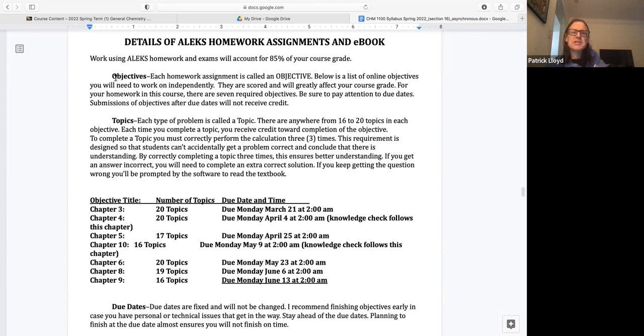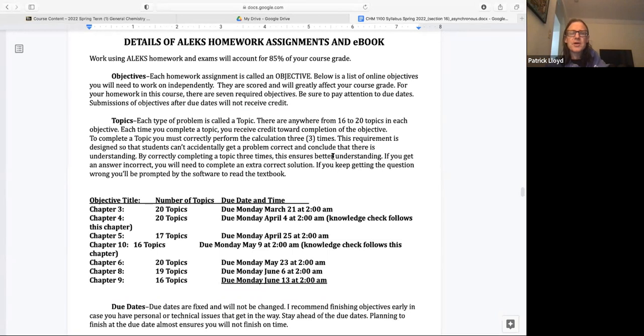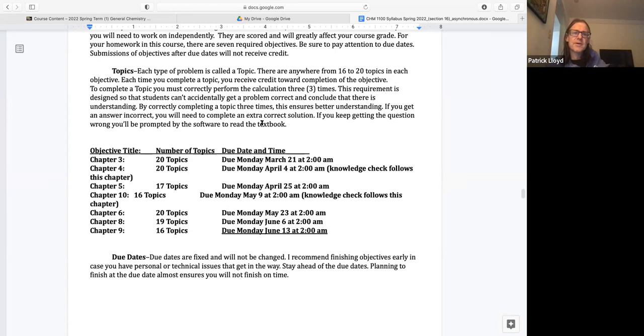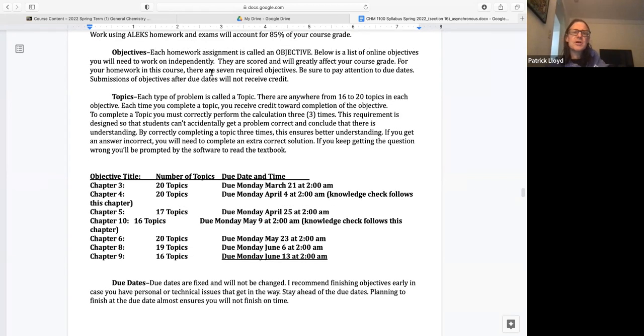Alex is based on the idea of an objective. An objective is like a homework assignment. So objective 1 would be chapter 3, objective 2 would be chapter 4. That's a set of homeworks. These all have deadlines, so make sure that you really pay attention to these deadlines. If you miss the deadlines, that's going to cause problems in terms of your grade and exam performance and all of that stuff. Each objective has a large number of topics.